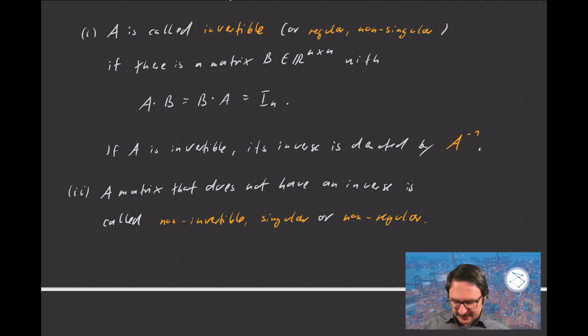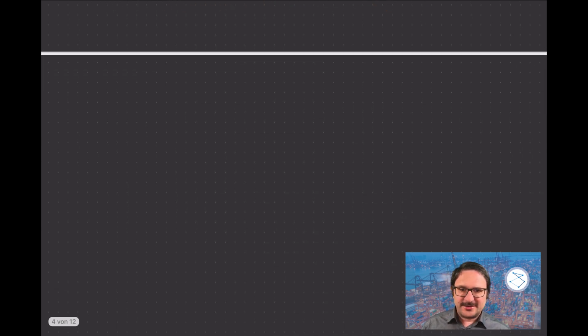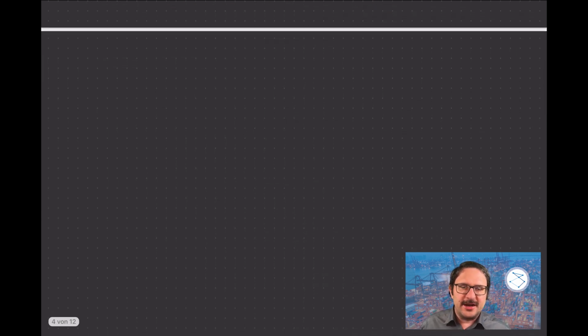Now, of course, a good question to ask here is, are there even matrices that have an inverse? Or are we talking about the empty set here? And if there are matrices that can be inverted, can every matrix be inverted? And if not, what are criteria? How can I know whether a matrix can be inverted? Is there more than one inverse? And how do we compute an inverse? Of course, we want to know that as well. We'll answer all of these questions in turn.